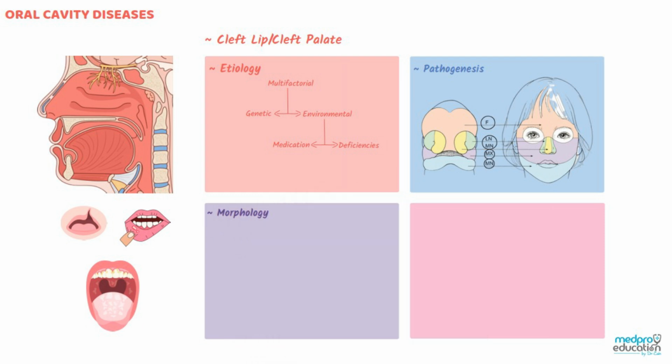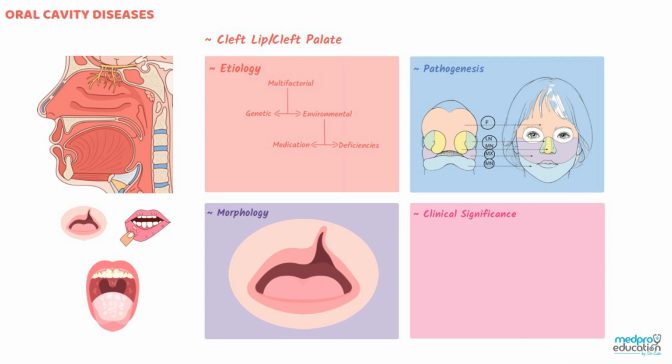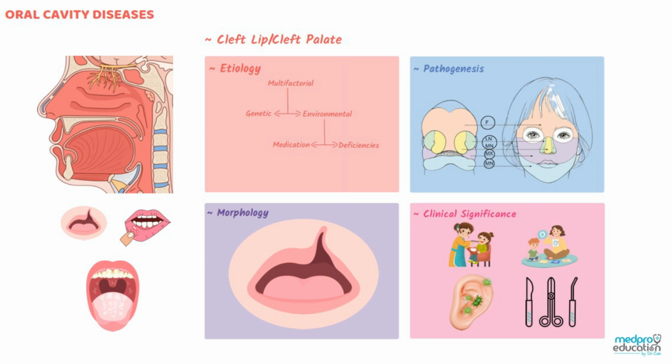Morphology. The change is grossly visible. A full thickness defect in the lip, which can be unilateral or bilateral. It's often accompanied by a cleft palate. Clinical significance. This leads to significant challenges with feeding, speech development, and ear infections. It requires surgical correction and multidisciplinary care.